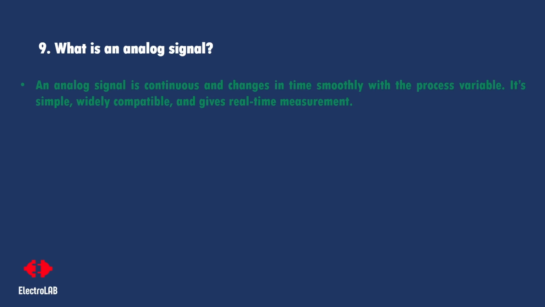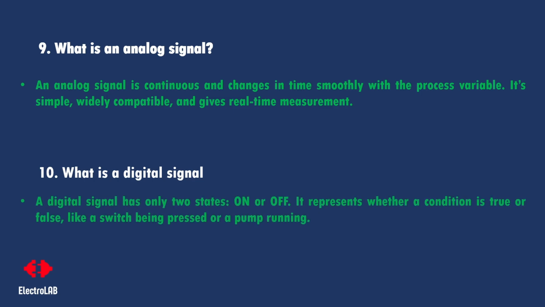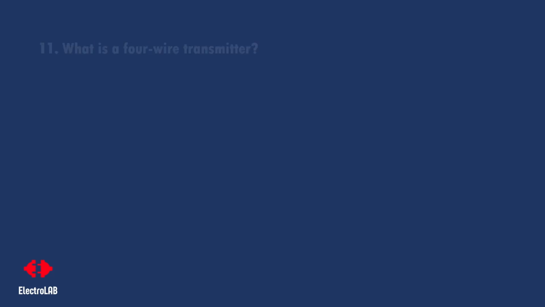What is an analog signal? An analog signal is continuous and changes in time smoothly with the process variable. It's simple, widely compatible, and gives real-time measurement. What is a digital signal? A digital signal has only two states, on or off. It represents whether a condition is true or false, like a switch being pressed or a pump running.